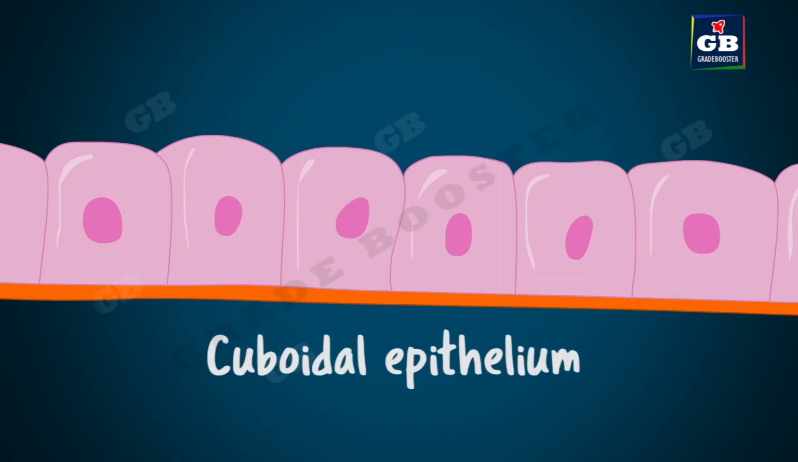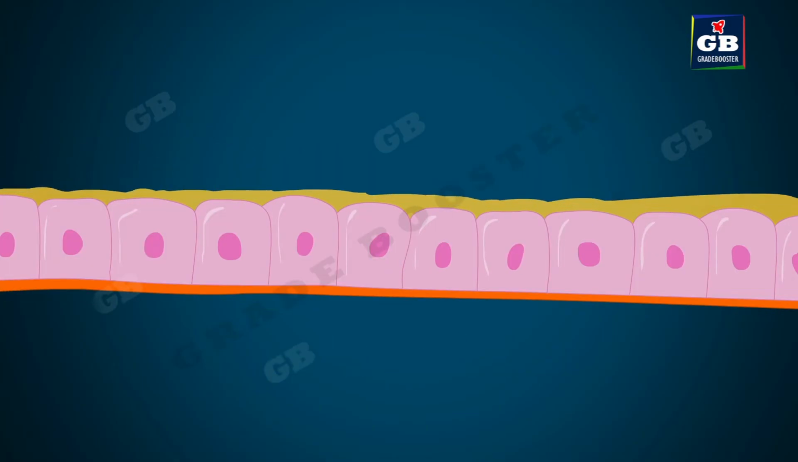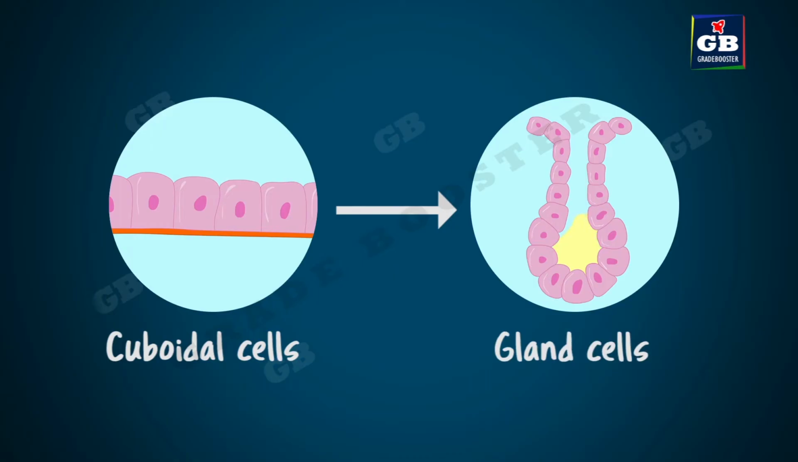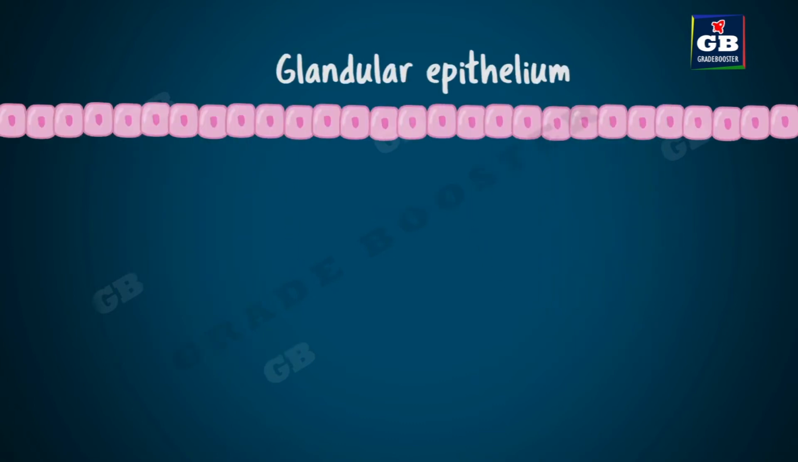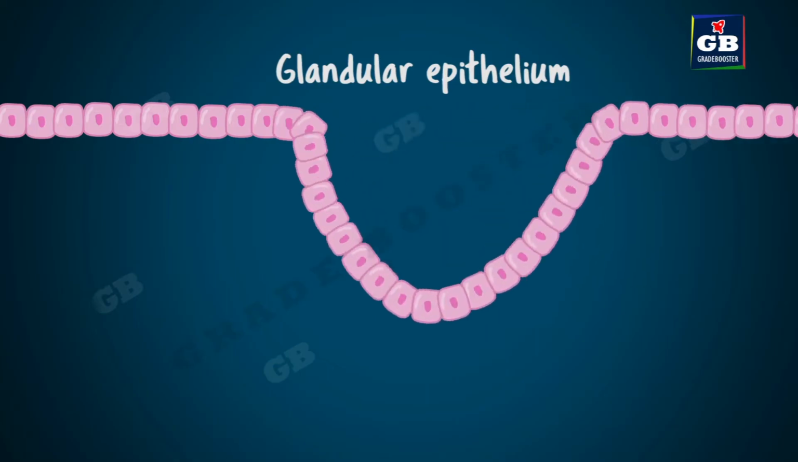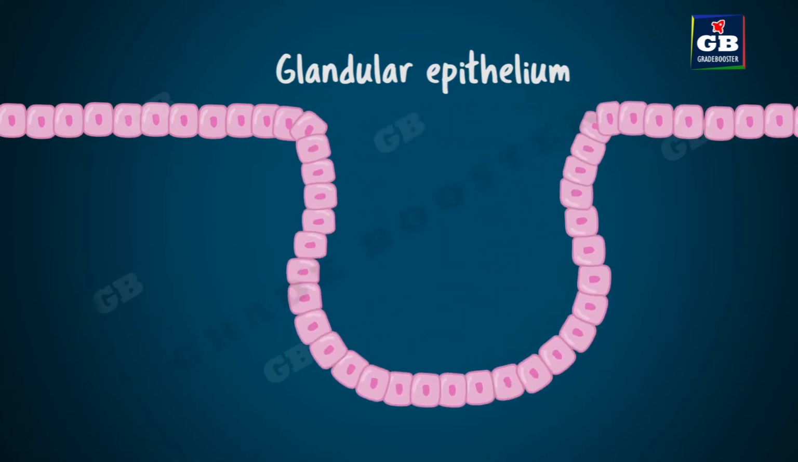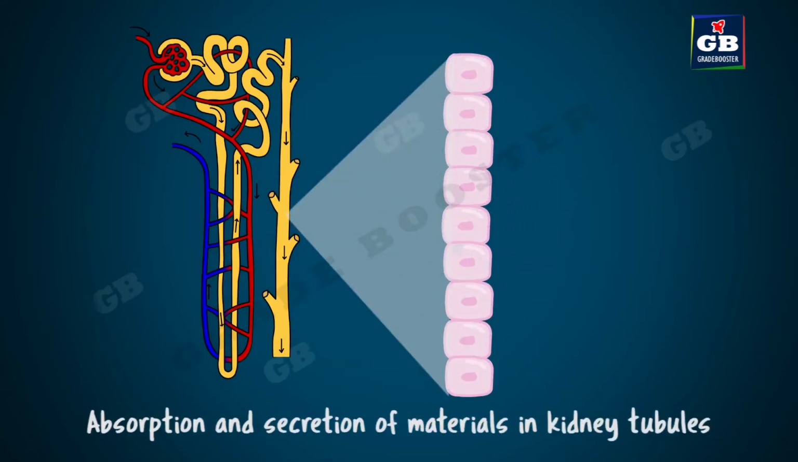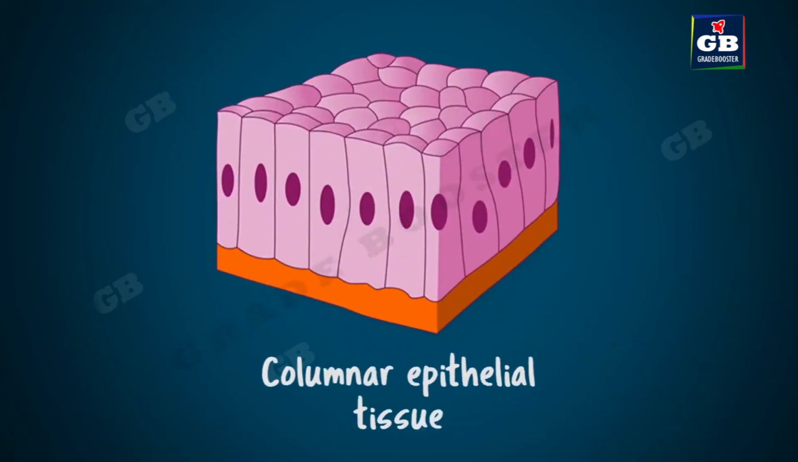It provides mechanical strength. The other important function of cuboidal epithelium tissue is secretion. Sometimes, cuboidal epithelial cells specialize into gland cells and secrete different substances. Sometimes, cuboidal epithelial tissue folds inwards and forms a multicellular gland. This kind of cuboidal epithelium is also called glandular epithelium. Cuboidal epithelium present in the kidney tubules and in the lining of intestine helps in the absorption of materials. The next one is columnar epithelium. Columnar means pillar-like.